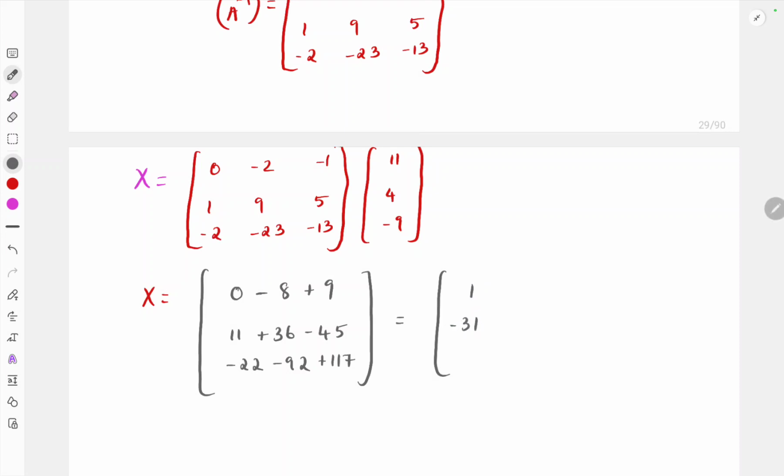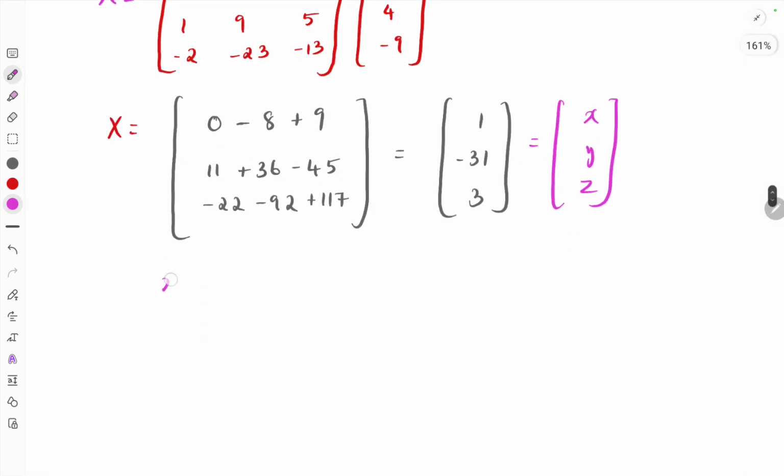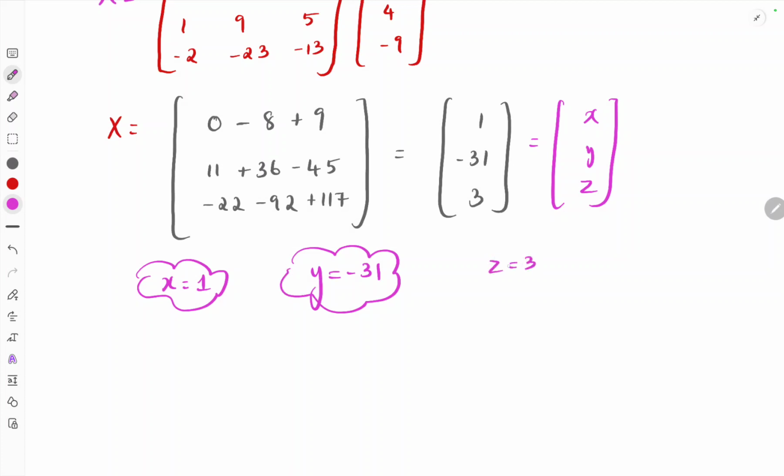And here, minus 22 plus 22 plus 92, and we have to write the minus sign, so it will be equal to minus 114. So minus 114 plus 117, which is equal to just 3. This is equal to x, y, z. If two matrices are equal, then their corresponding elements are equal, which means I can say x equal to 1, y equal to minus 31, and z equal to 3.